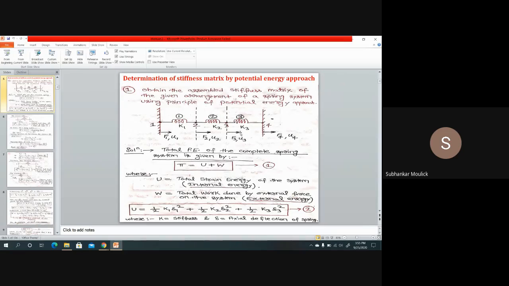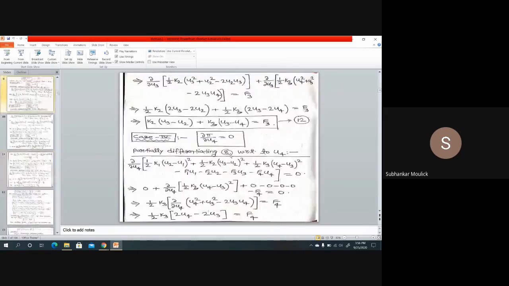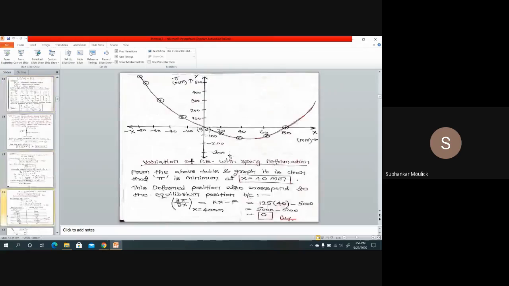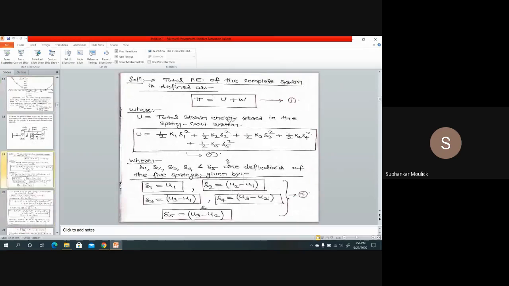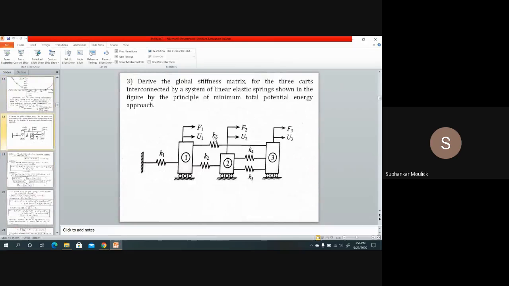All the three elements were in series, and at all the nodal points forces are present. Here in this problem, what I have done is just changed the diagram of the problem. I have added some more elements and made the problem a little bit complicated. Otherwise, the entire process is the same.